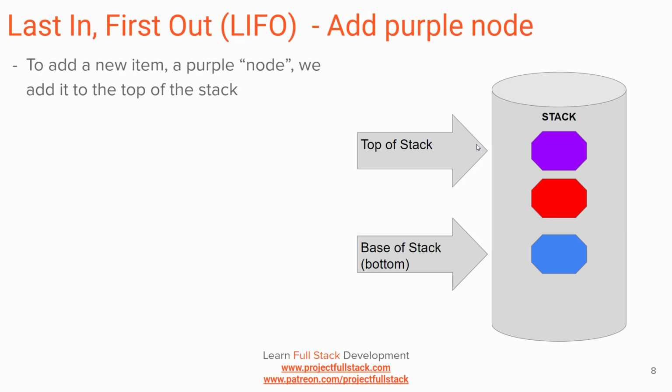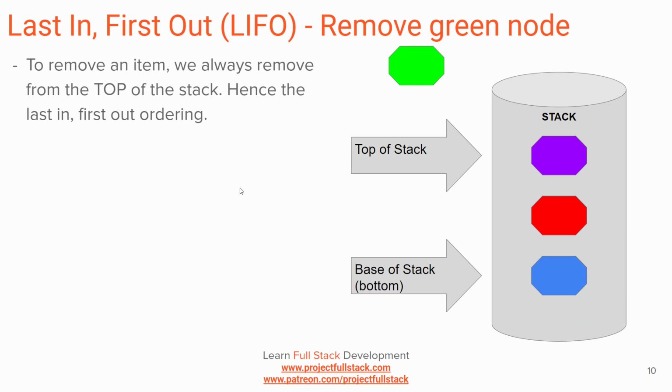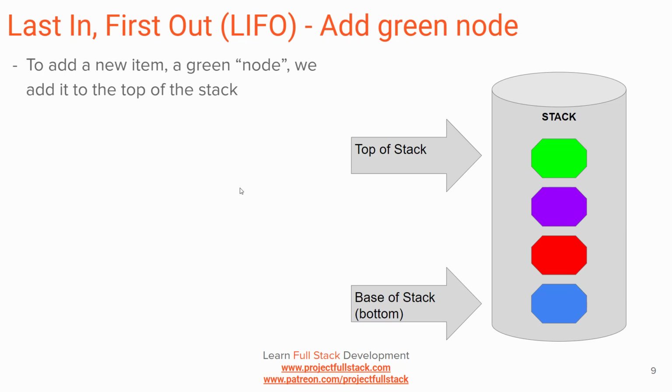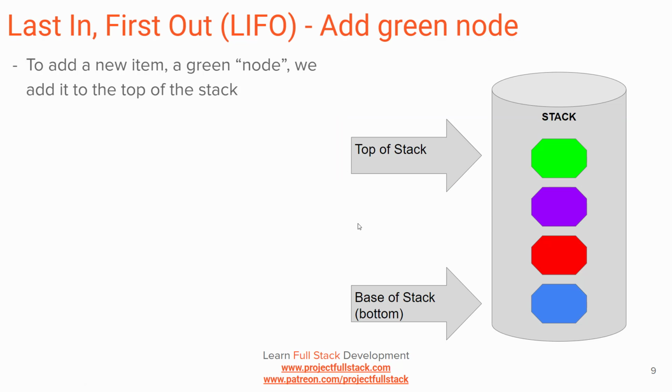We're going to add another node, a purple node. It gets pushed to the top of the stack. We're going to add another node, a green node, and it gets pushed to the top of the stack. Pretty simple concepts there. We're always going to push to the top of the stack. Okay, to remove, like I said, we're always going to pop or remove from the top of the stack. The last thing I added was this green node. Because it's the last thing I added, it's at the top of the stack, so I'm always going to remove from the top of the stack.